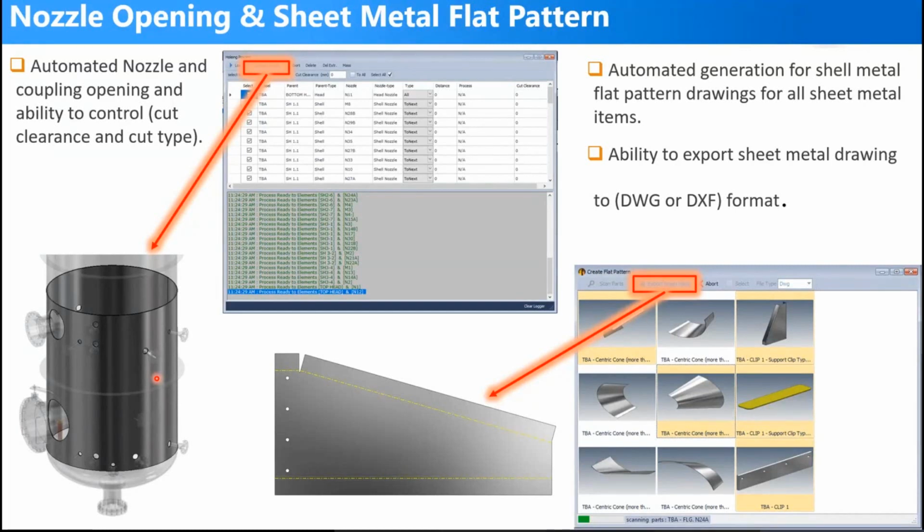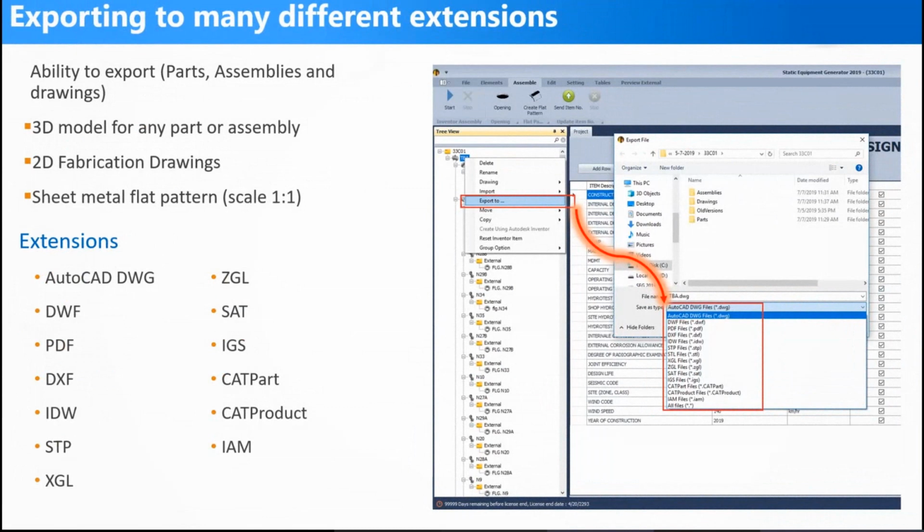By using SEG software, you can export your 3D model in many different extensions to suit other software. If you would like to use another software in some process, you can export in STEP file, SAT file, IGES file, ZGL file, XGL file, and many different extensions, and the same for drawings. You can export your drawings in DWG or DXF extensions, PDF, and many different extensions.